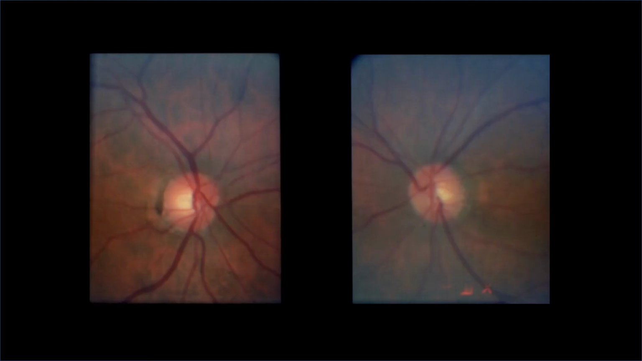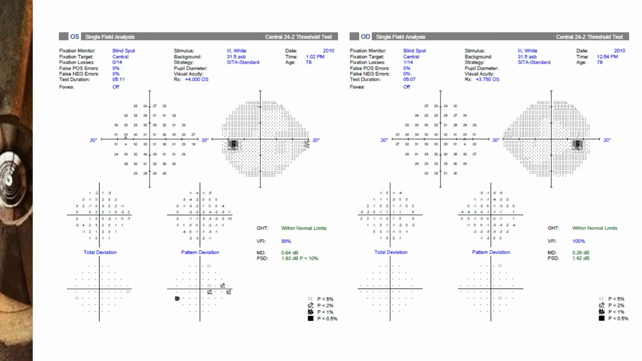Now, these were his initial optic nerve photos from, I think, 2008. And you can see that there's a difference in cup size, but there's also a difference in disc size. And Mark was talking about that. So with a bigger optic nerve, we expect to see a bigger cup, which is what we saw in this patient. These were visual fields from 2010, so I guess we had at least some data from 2010.